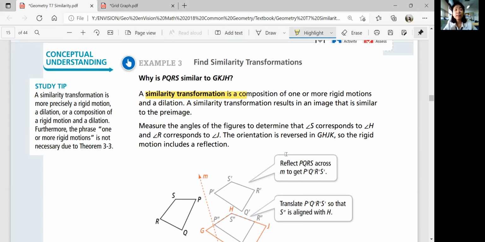Okay, so this is what we've been looking at. The shapes are similar. They're not congruent because obviously the sizes are different, but they're similar. The shapes look the same. It's just the size that's different, right? So a similarity transformation results in an image that is similar to the pre-image.